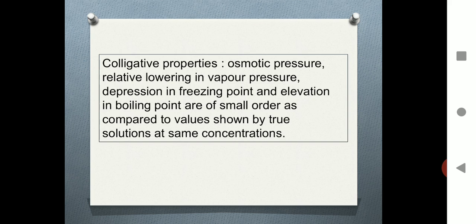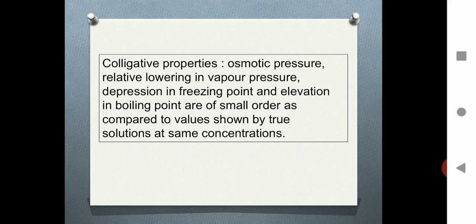Colligative properties like osmotic pressure, relative lowering in vapor pressure, depression in freezing point, and elevation in boiling point, which are shown by true solutions, are also shown by colloidal solutions, but the only difference is that the values are of smaller order for colloids as compared to that for true solutions.